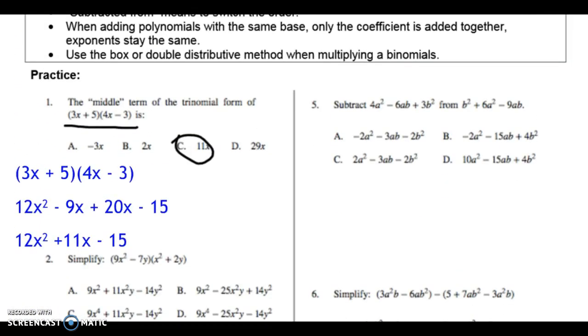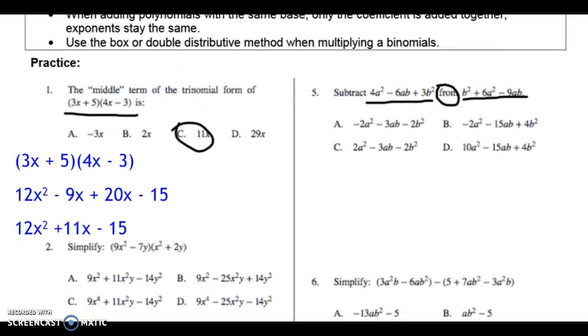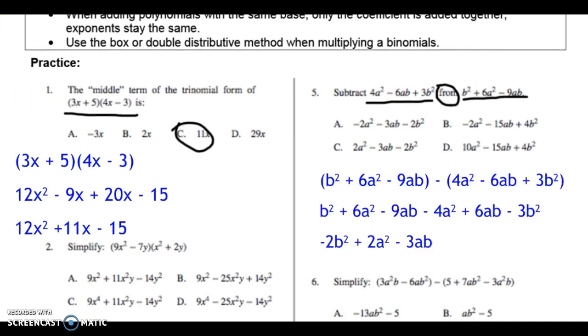Moving on to question 5. It's another subtracting from. So we have to keep in mind that we're going to switch the order. The b squared minus 6a squared minus 9ab is going to go first. And this polynomial is going to go second. I'm not going to go over that because we just talked about that. But by the magic of computers, I will show you the correct answer.